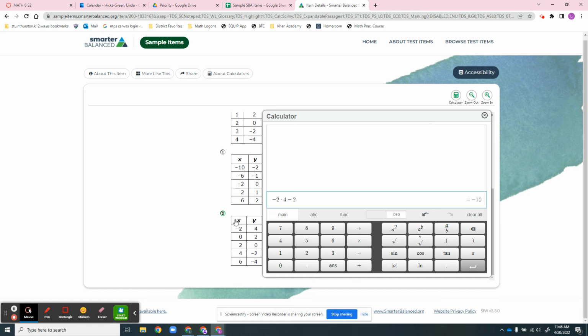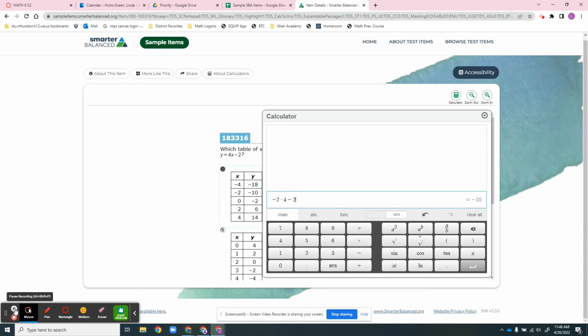So we have ruled out D, C, and B, leaving us with A. So we did it, and that's how we do that problem.